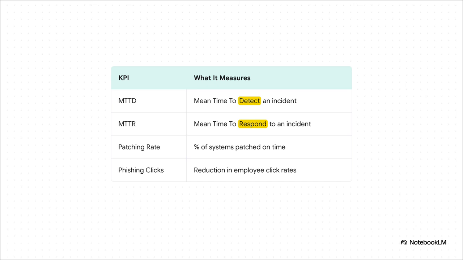Things like mean time to detect tell you how fast you spot an attack. Mean time to respond tells you how quickly you shut it down. Your patching rate tells you if your systems are healthy. And tracking phishing clicks? That tells you if your human firewall is getting stronger. This isn't just about creating reports. It's about getting a clear, data-driven look at how you're really doing.